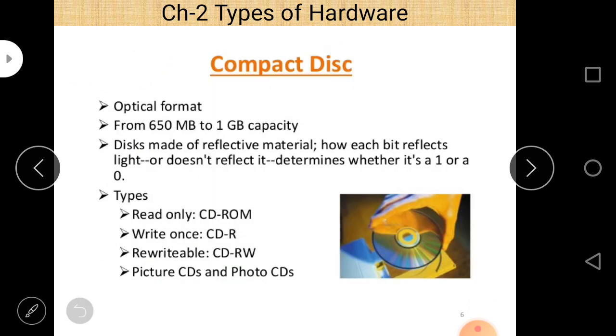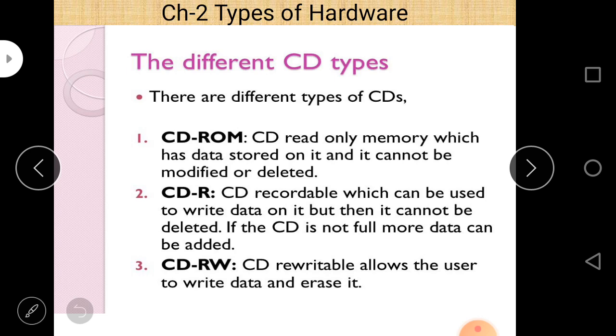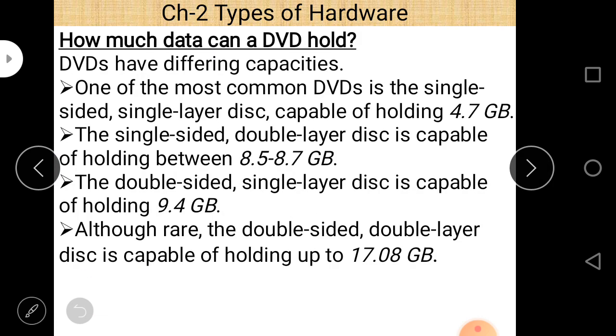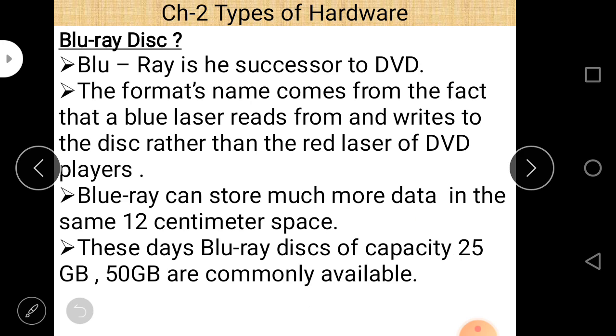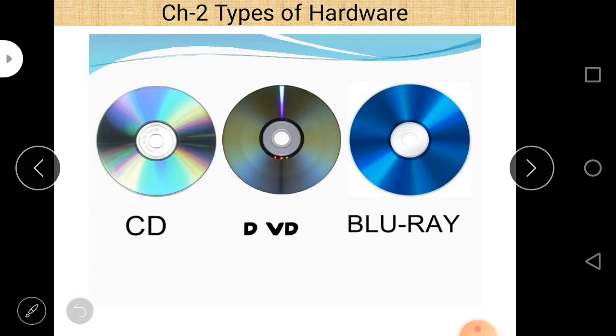Next is compact disk. These are the basic classifications of compact disk. Remember the size, the most common size is 700 MB. DVD, the most common size is 4.7 GB. And Blu-ray disc size is 25 GB to 50 GB. Those are the most common sizes of Blu-ray discs.